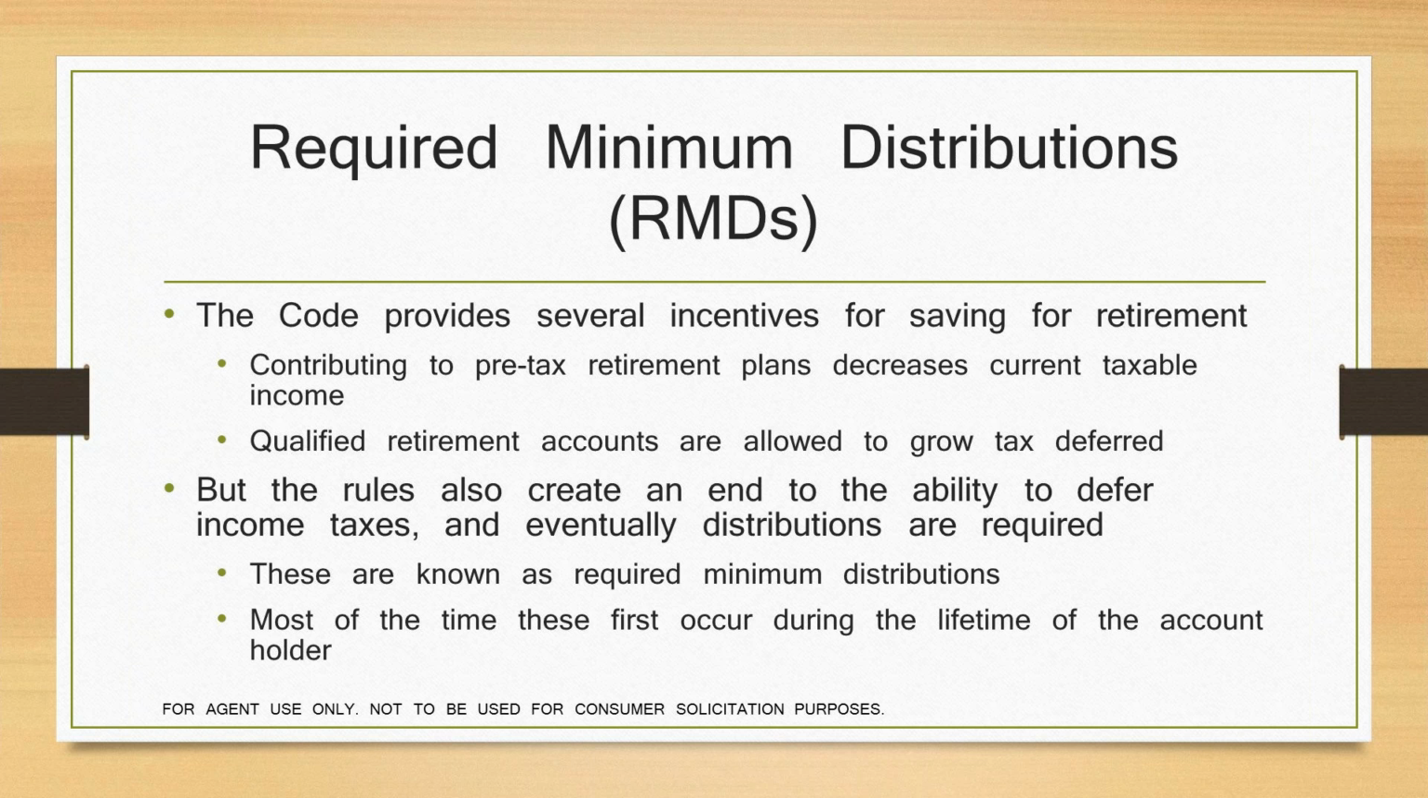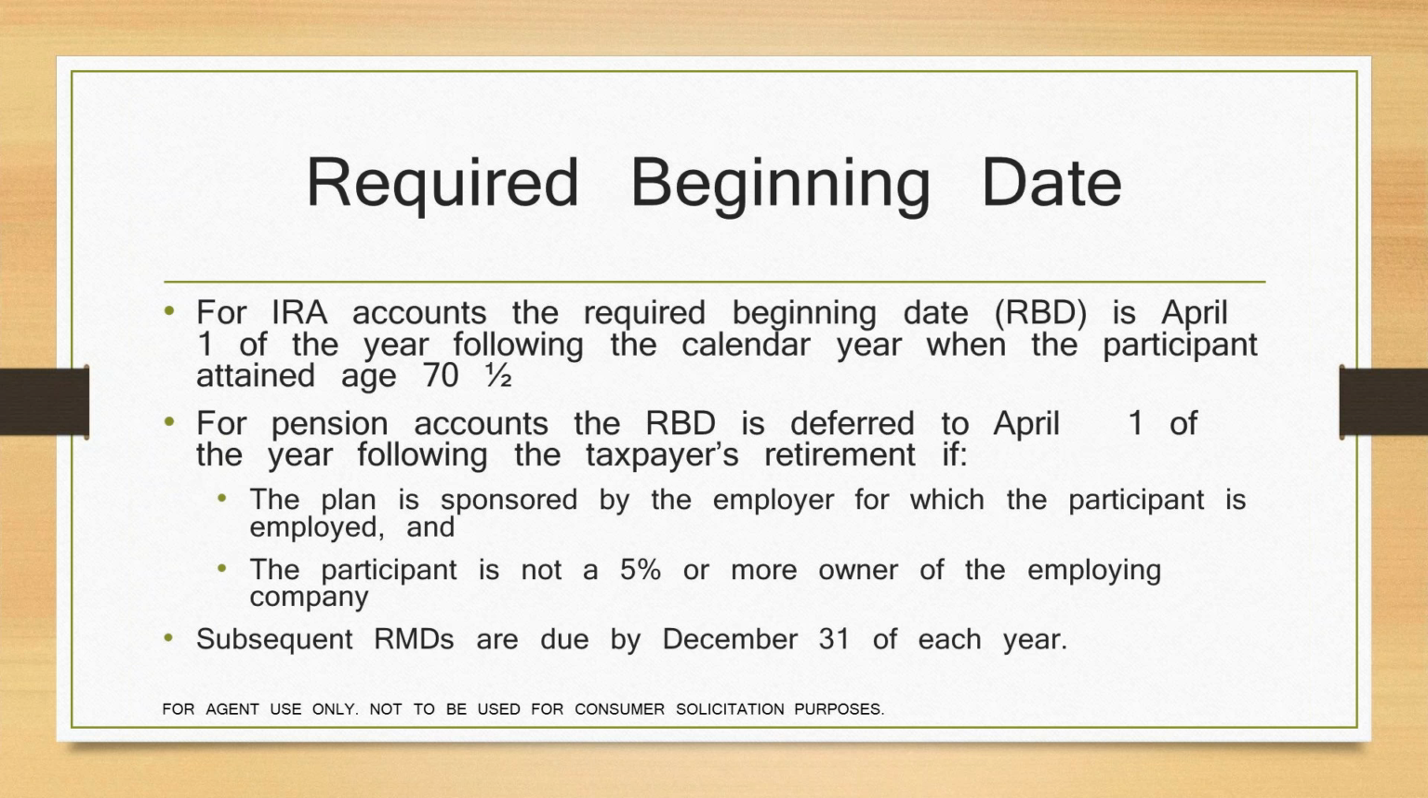So when we talk about RMDs, I think it's important to understand a particular concept, and that is the required beginning date. And for IRAs, the required beginning date is really pretty simple to understand. The required beginning date is April 1st of the year following the calendar year in which the participant attains age 70 and a half. So the year after somebody turns 70 and a half, April 1st of the year after, that's the required beginning date. That's the deadline for taking the first RMD.